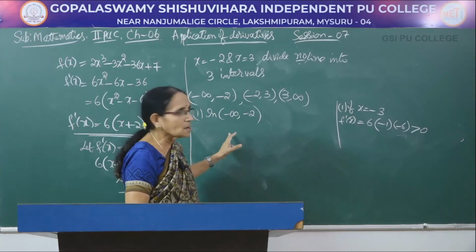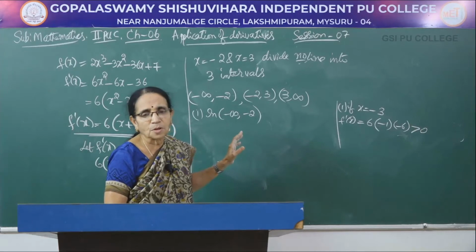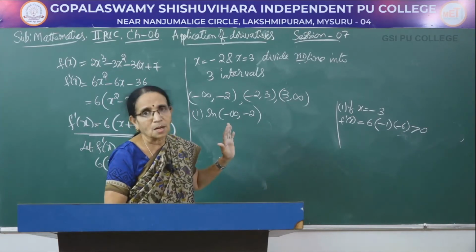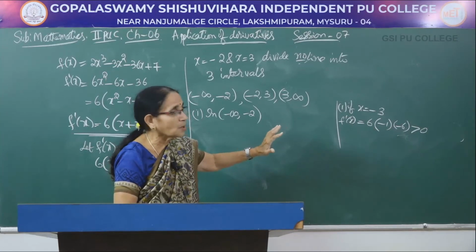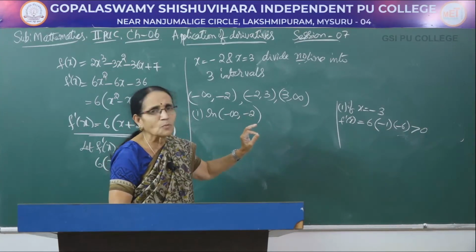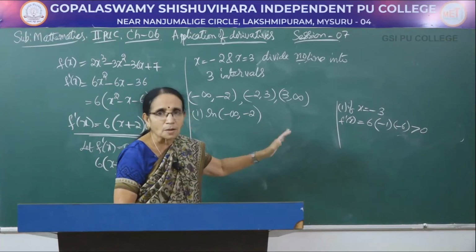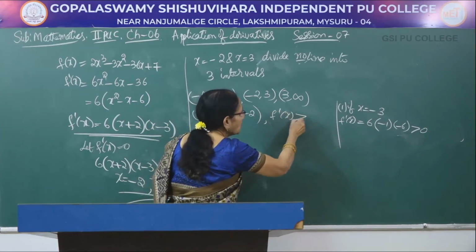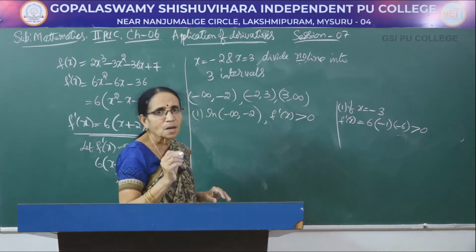That is, when you take the interval minus infinity to minus 2, the first derivative f dash x is, what did we get here? We got a positive quantity. I am telling you repeatedly, we need not find any exact value. Some random value which belongs to that interval you have to give to know whether it is positive or negative. Write that in that interval, f dash x is greater than 0. So, greater than 0 means it is increasing.